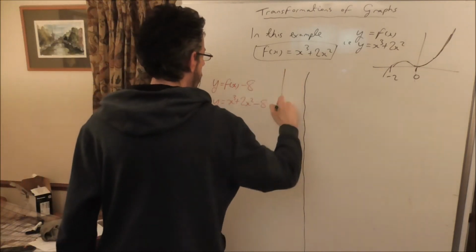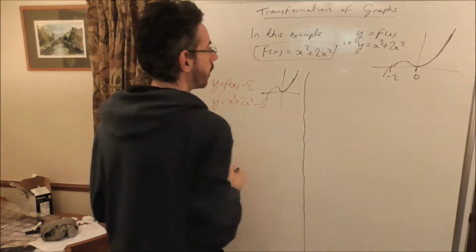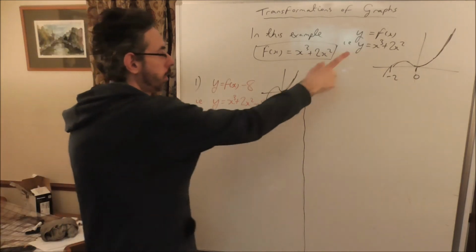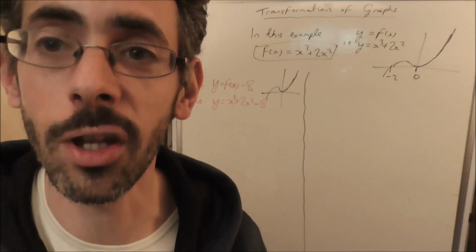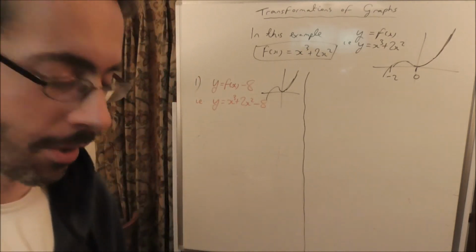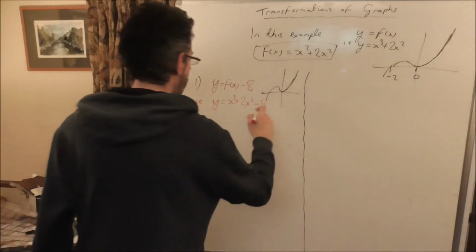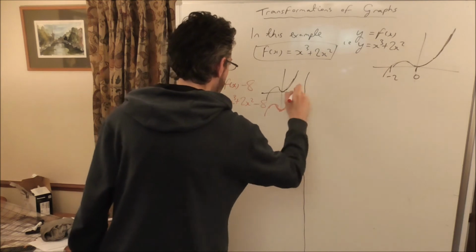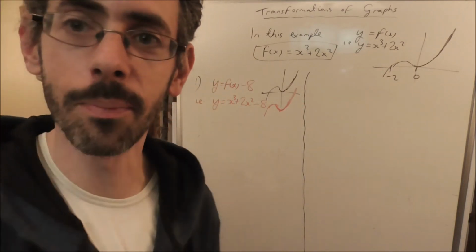So I'll draw the original graph first. This is the graph of y equals f of x, in other words, y equals x cubed plus 2x squared. We want to draw this graph where there's a minus 8 stuck on the end. So what effect does sticking a minus 8 on the end have on the position of a graph? Well, it just moves the graph down 8, doesn't it? So the graph is going to be shifted down 8 places, somewhere down here perhaps. So it's the original graph translated down 8 places.